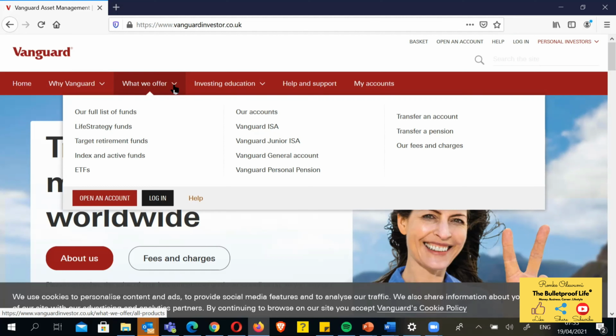So here, what we offer on the Vanguard website is showing you the different funds that Vanguard offers. And I'm going to be going through all of them one by one. So they have a full list of funds, which shows you all the funds at once. And then they have something called life strategy funds. And then they have target retirement funds, which are designed for you to plan your retirement.